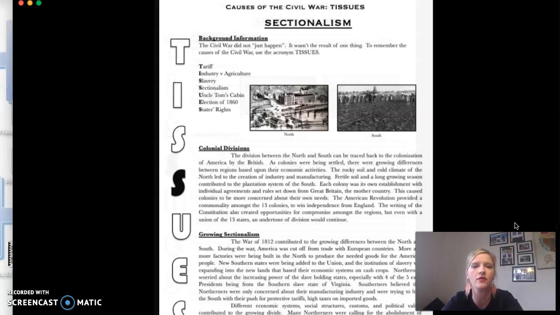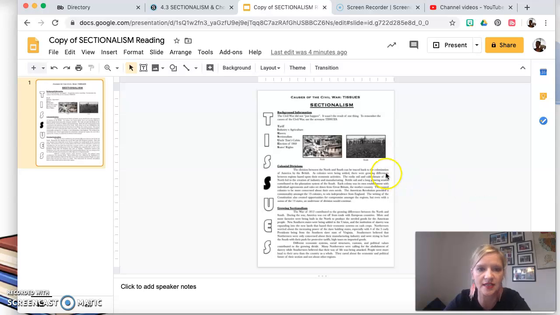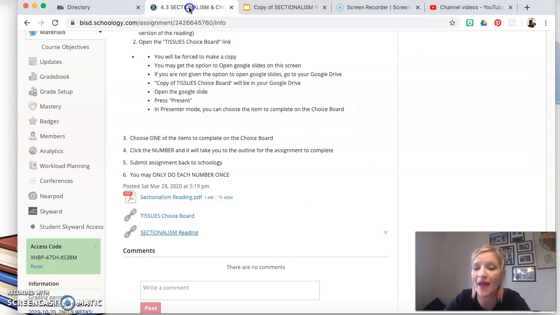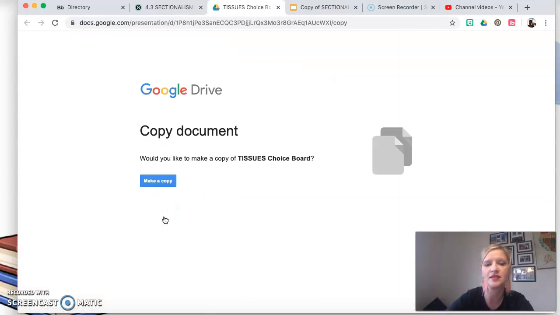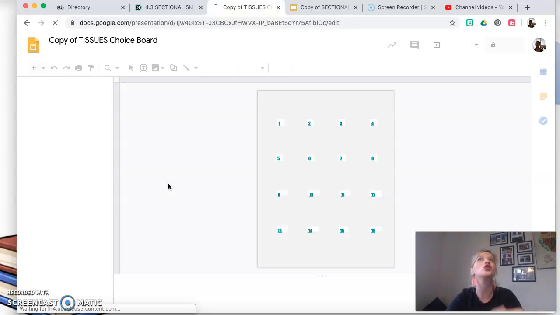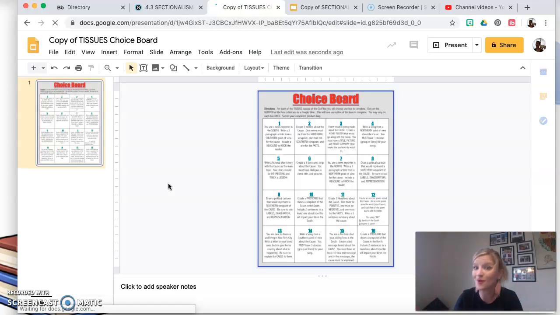All right, so here we go. Once you have read through this sectionalism, we are going to go back to our choice board. Your choice board should already be in Google Drive. It's a copy of it. It doesn't go away unless you delete it out of your Google Drive. But I'm going to go ahead and click it again just so that you can see. Oh, look, it forces me to make a copy. Miss Housen. Yeah, it's right there. Here we go. Make a copy. It is now your copy. If your copy doesn't pop up right away, go to your Google Drive. That's where you're going to find it.